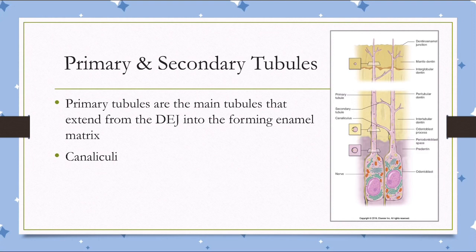Odontoblastic process forms an S-shaped curve. Now, our secondary tubules are the processes that branch at right angles to the main processes. So these are almost like little branches coming off of the main ones. Then there are lateral branches called canaliculi that connect tubules to one another.